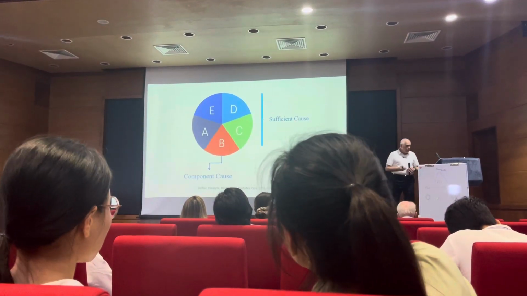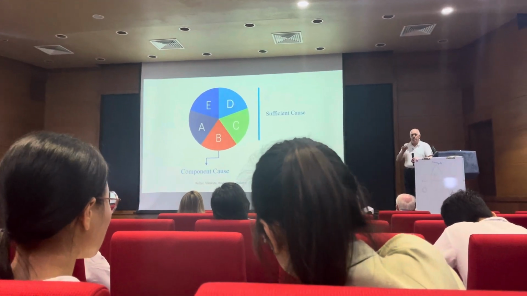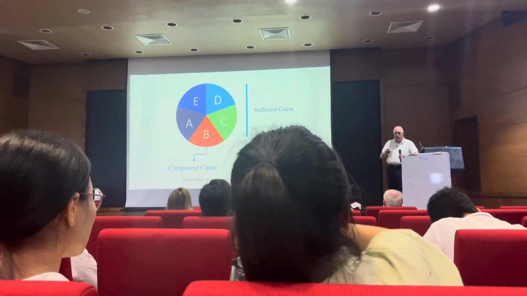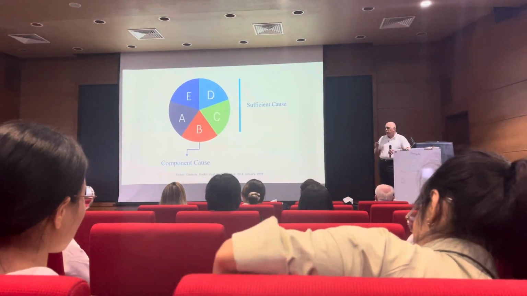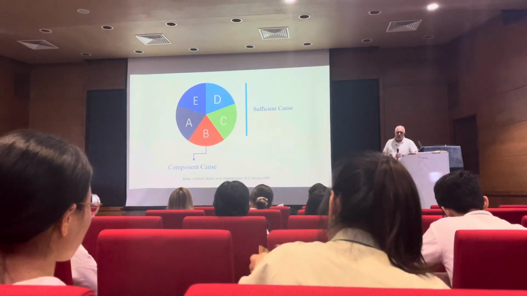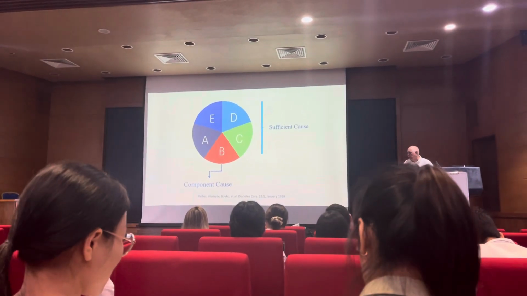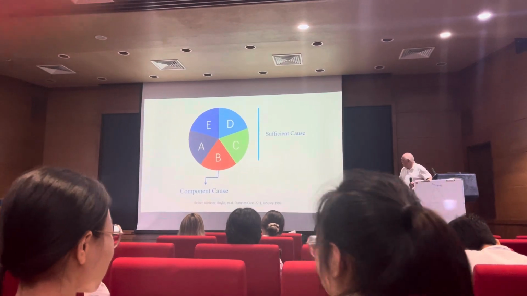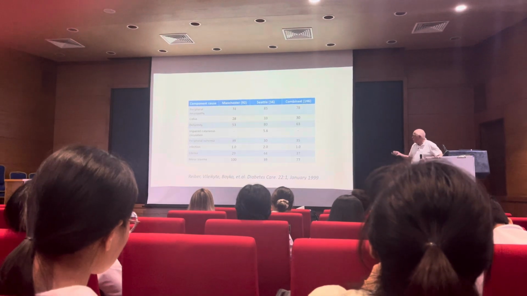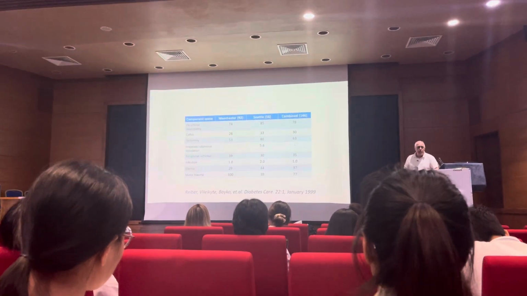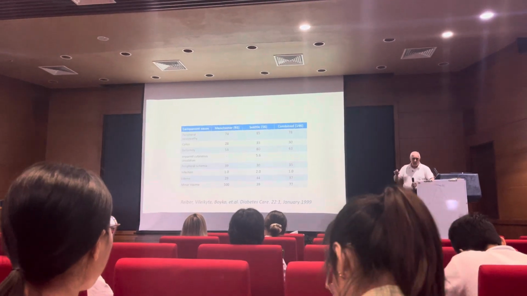So one of the jobs that I have to do as a podiatrist is to evaluate the risk of every diabetic patient for foot disease. And this is a paper from 1999 published in Diabetes Care. It talks about component causes and sufficient causes for ulceration. Component causes are here, A, B, C, and D, and these are things like peripheral neuropathy, callus formation, deformity, peripheral vascular disease. These are all component causes.